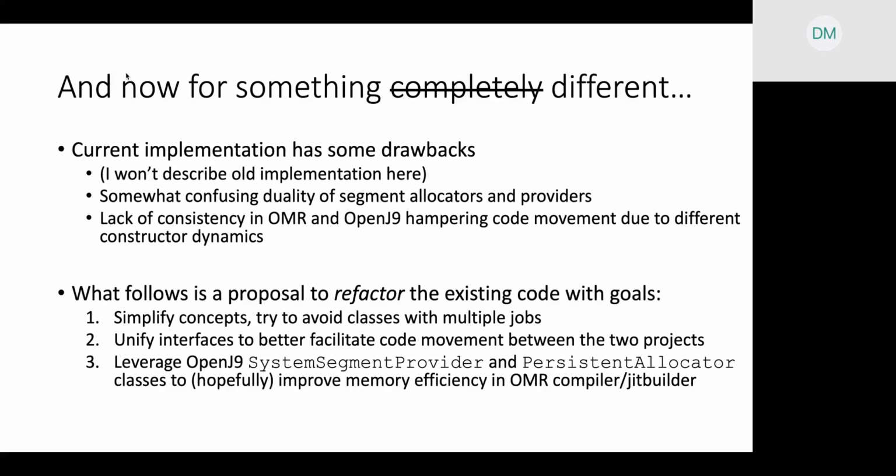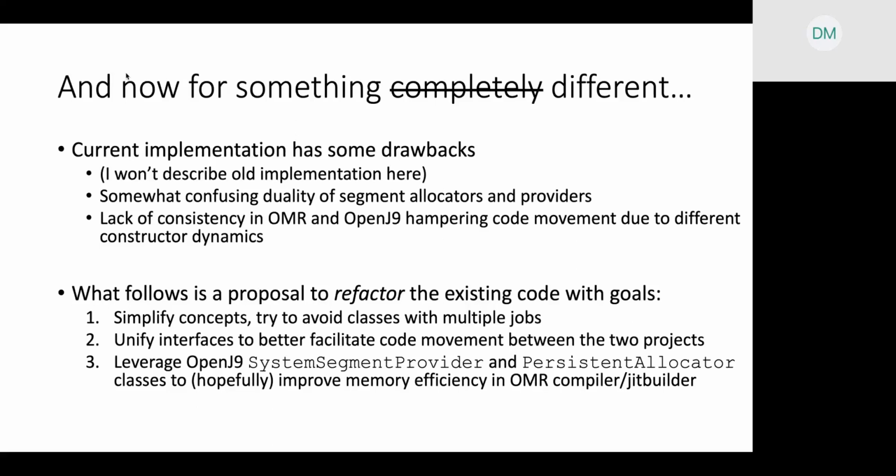So what follows here is a proposal to refactor the existing code. I'm not trying to add anything here really, although I am bringing some of the code that's in OpenJ9 down into, or up into, depending on how you move things, OMR. I'm trying to simplify the concepts a little bit, at least in my head, and trying to avoid having classes that are really doing multiple jobs, which is one of the things that I find confusing about the current arrangement.